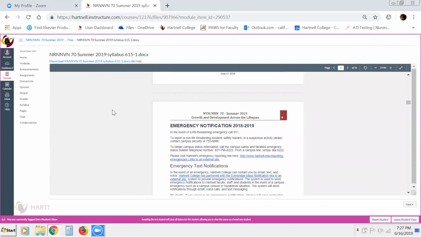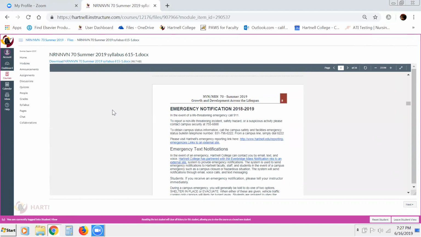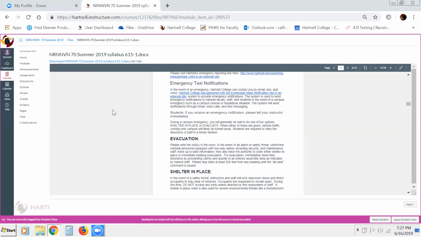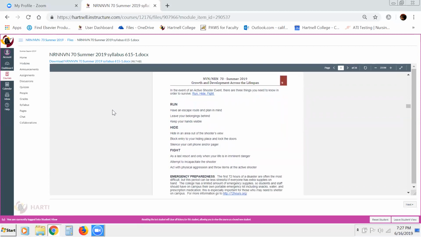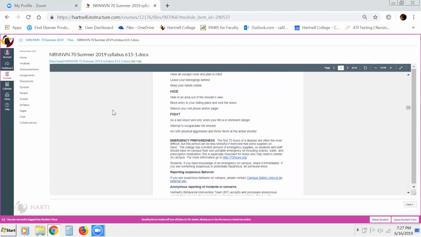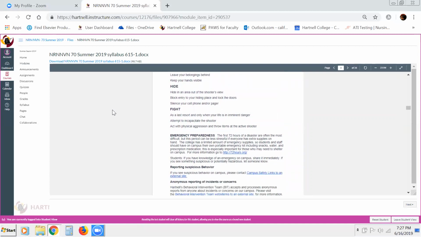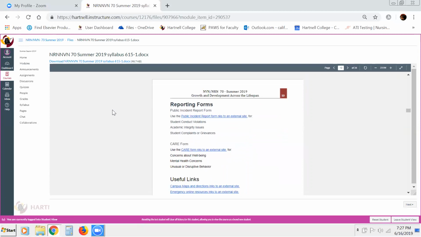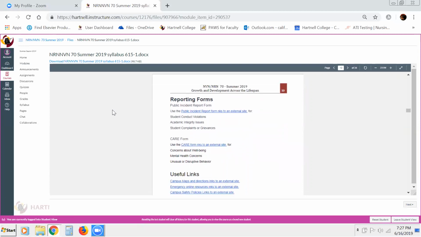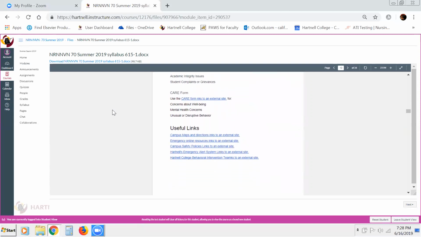Continuing on now, the emergency notification statement. This is campus-wide. This is the statement for the 2018-2019 school year. It tells you about evacuation to shelter in place. We talk about run, hide, fight. This is an online course, so this may not apply to you. However, you may want to sign up for the campus-wide notification system so that you know if there is a problem. There are also reporting forms that you can find on the Hartnell main webpage if there is some behavior when you're on campus that you see that's concerning, and you can always call security. In fact, I put their phone number in my phone so that if I need them, I have it right away.